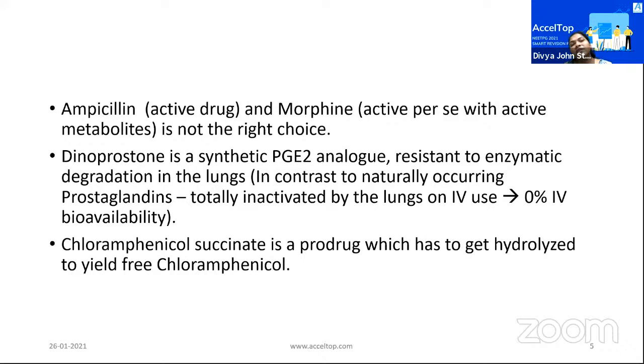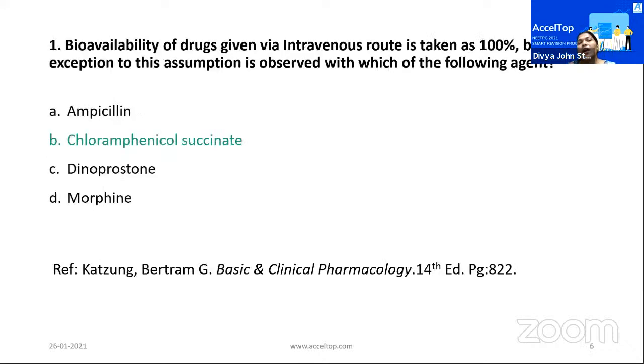So the other option that is left in the question is chloramphenicol. Chloramphenicol succinate is a prodrug, which has to get hydrolyzed to yield free chloramphenicol. So obviously, the answer to this question is that the bioavailability of the prodrug chloramphenicol succinate will be low even when it's given IV, because it needs prodrug cleavage to give the active moiety, that is chloramphenicol. Okay, so that is the first question for today.